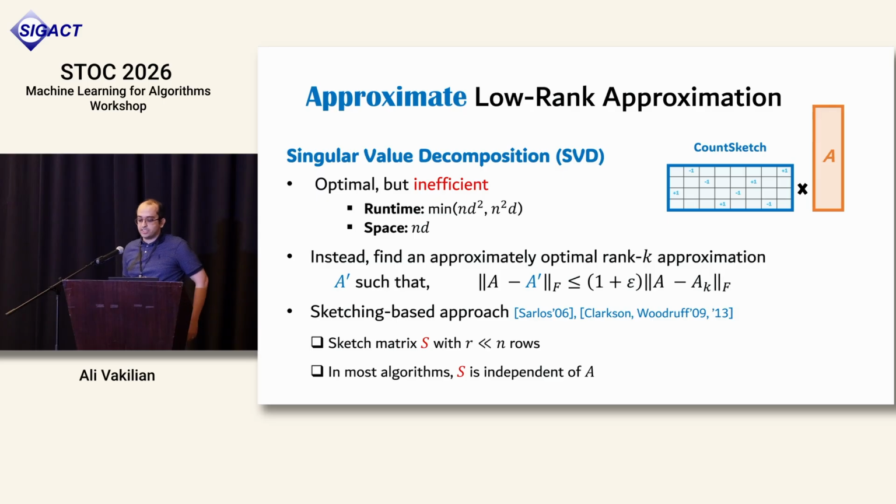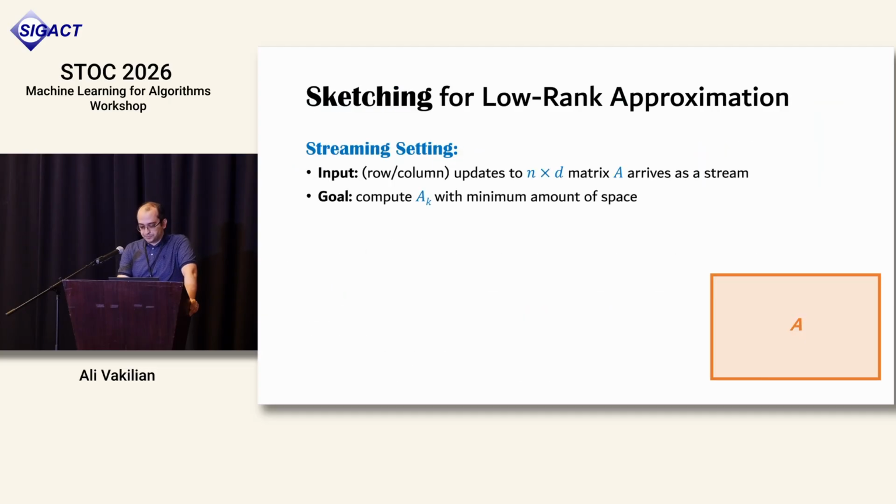But at the same time, now there are more efficient algorithms. In particular, there are sketching-based algorithms first introduced by Sarlos and Clarkson and Woodruff. And what they proposed was that if you just multiply a sketch matrix S by your matrix A, then you can run an SVD type algorithm on S times A, and that would give you a 1 plus epsilon approximate solution, but now it's much faster and consumes less memory.